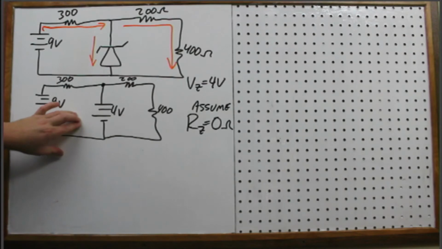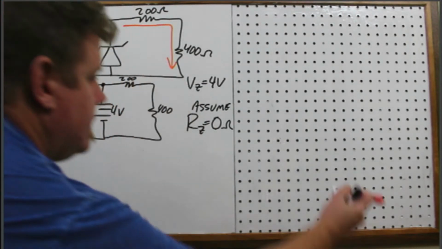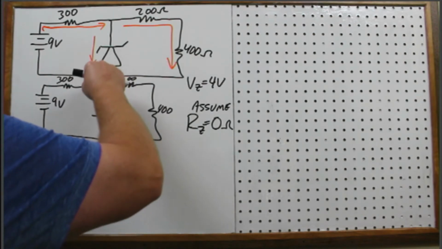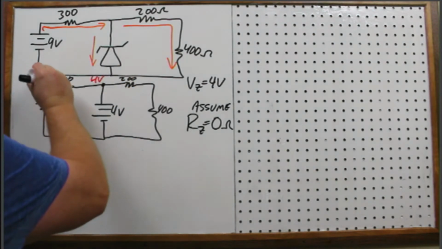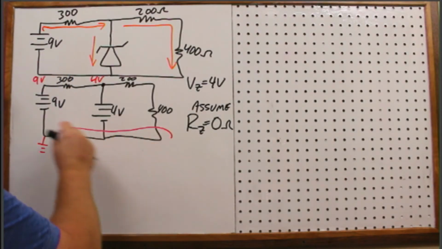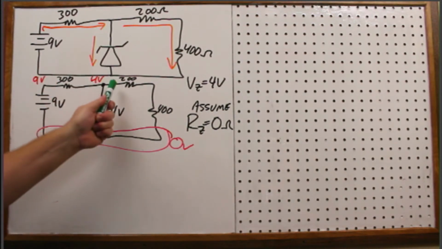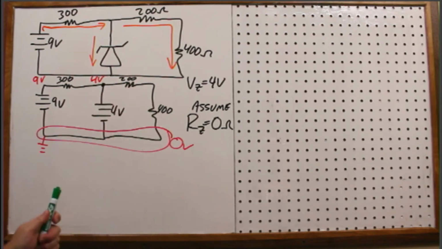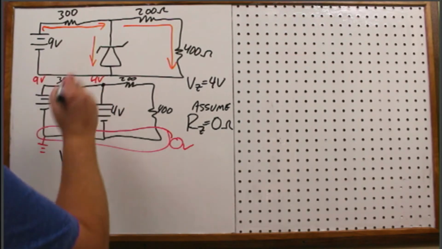But anyway, we know that this point right here has to be 4 volts because there's a 4-volt source there, just like we know that this point right here has to be 9 volts. And we are assuming that down here is our 0 volts. So that means we have a 5-volt drop from here to here, and we have a 4-volt drop across this branch. So let's go ahead and figure this out. What's the voltage across the 300 ohm? Well, it's just 9 minus 4.